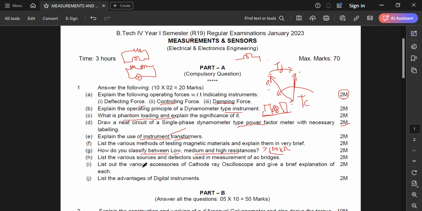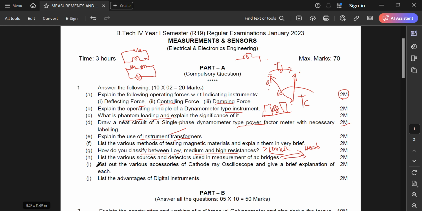List the various sources and detectors used in AC bridges. What are the detectors we are using in AC bridges? One is headphones; headphones or earphones are used as detectors. We also use a vibration galvanometer. These are the detectors we use in AC bridges. Amplifiers are also used.